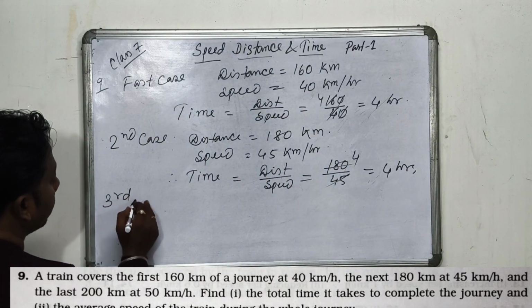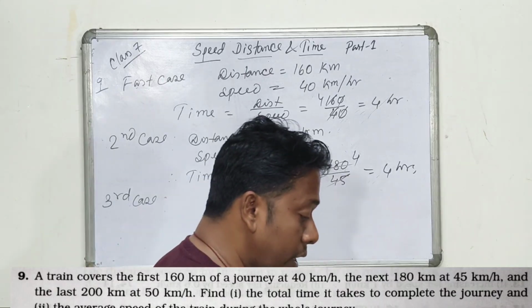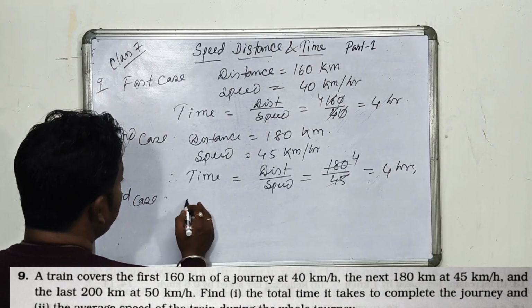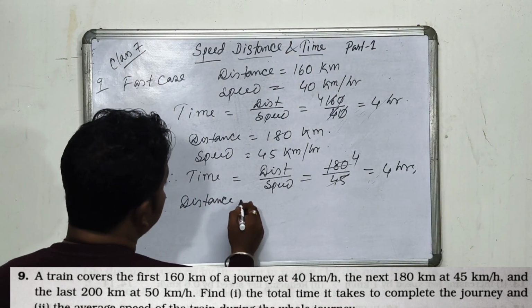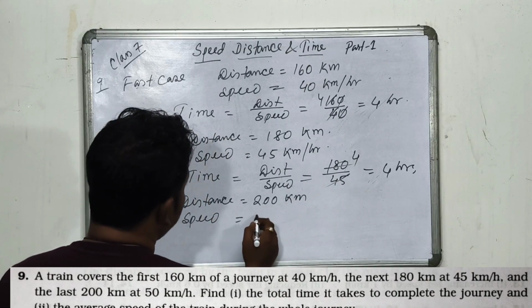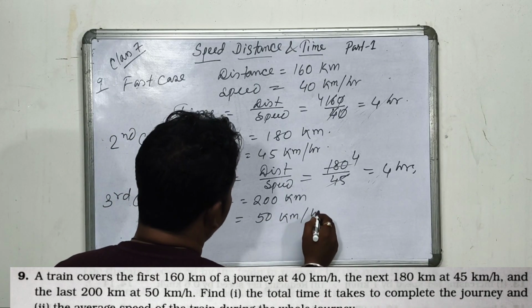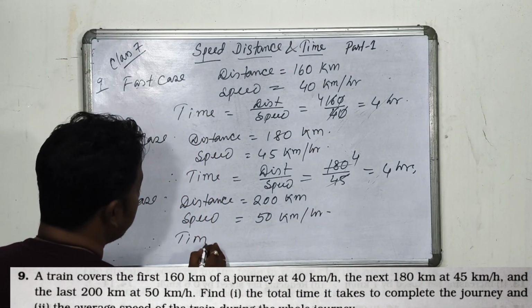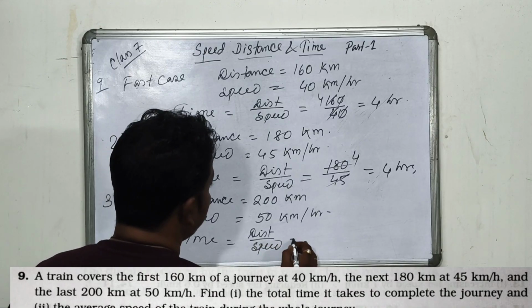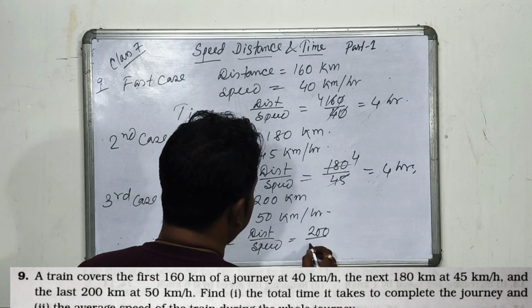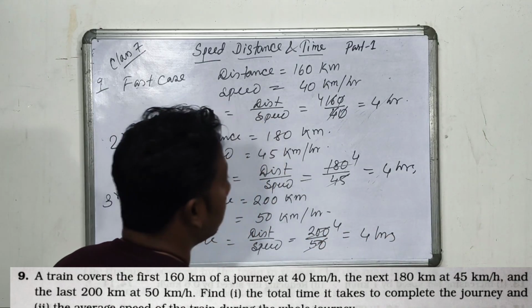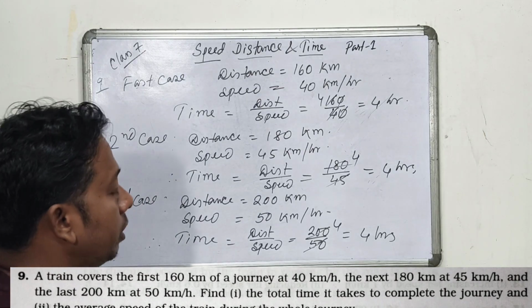Third case, again the train covered 200 kilometers, means distance covered is 200 kilometers, speed is 50 kilometers per hour. Therefore time taken equals distance by speed, that is 200 by 50, again 4 hours. So in 3 cases the train took 4 hours in every case.